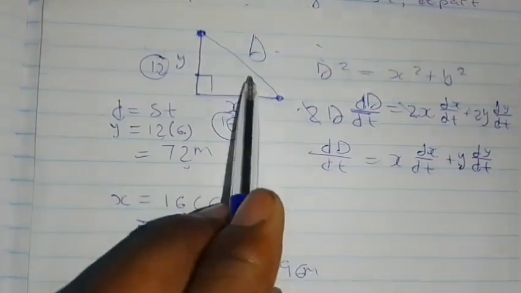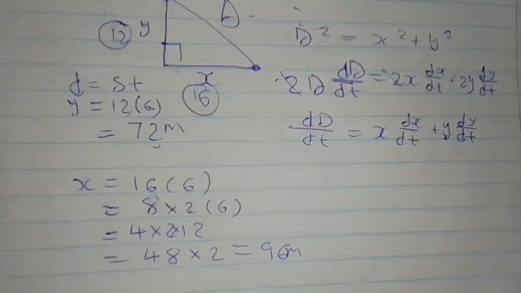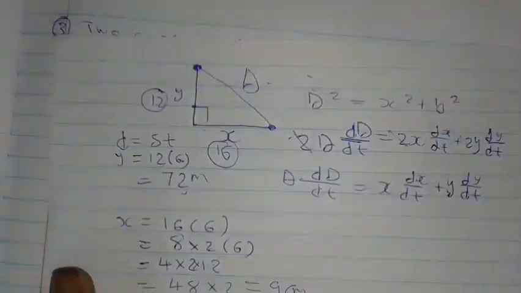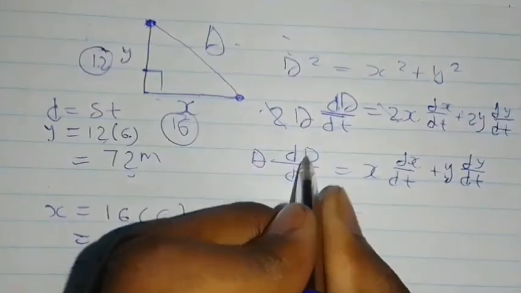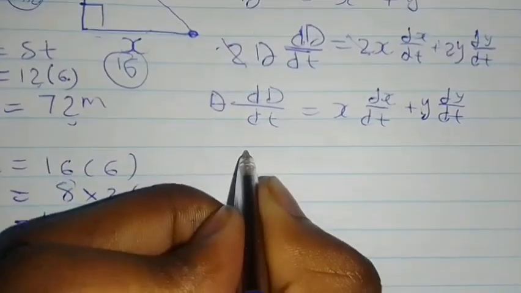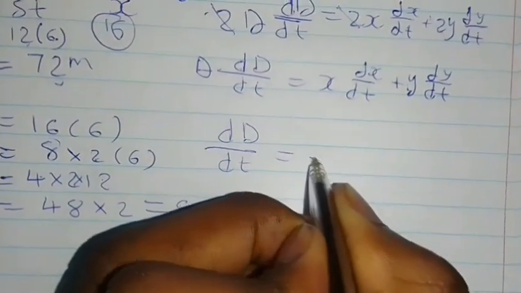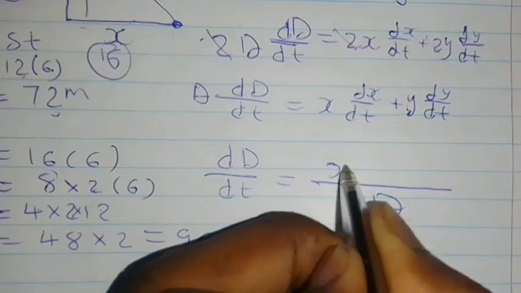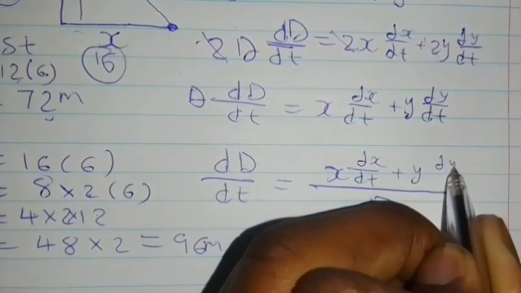Now you have x and y. That means you can get d. Remember, I have d there. Now what are we solving? We're solving dd over dt. How fast is the distance changing between the cars? This will be the same as you divide by d: x dx over dt plus y dy over dt.